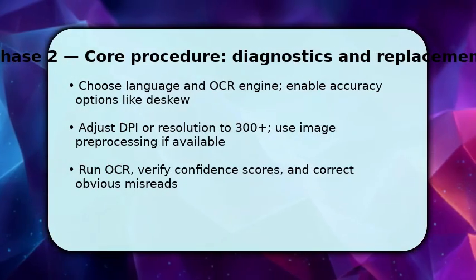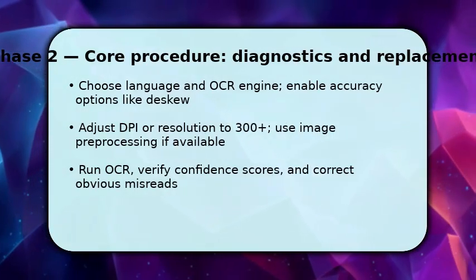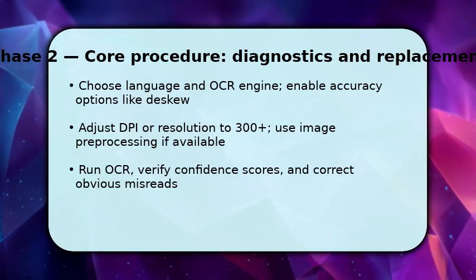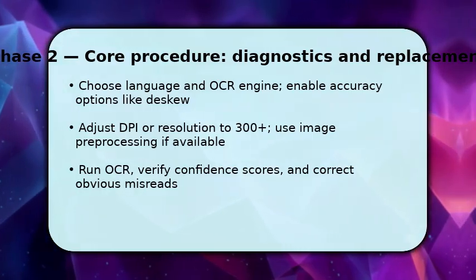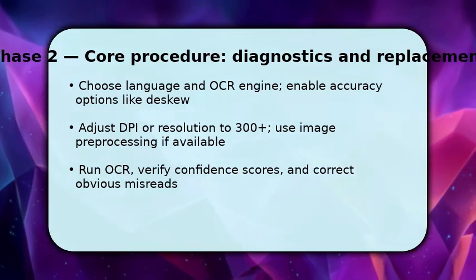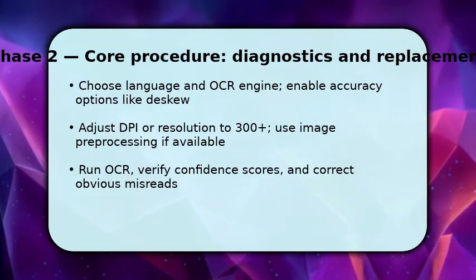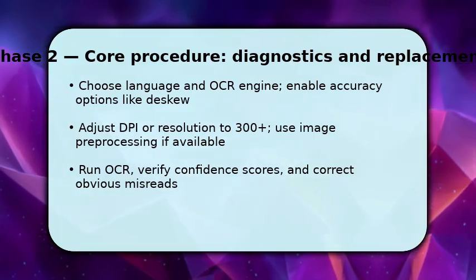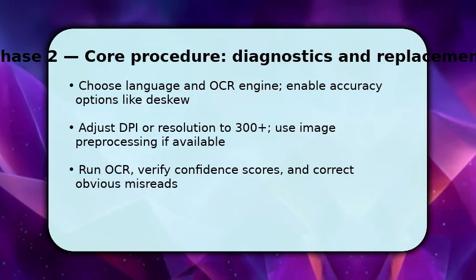Now you run OCR and tune settings to improve results. Set the document language, choose an engine optimized for printed or handwritten text, and enable features like deskew and adaptive thresholding. If your tool exposes DPI, aim for 300 or higher. You can preprocess with sharpen or denoise filters.